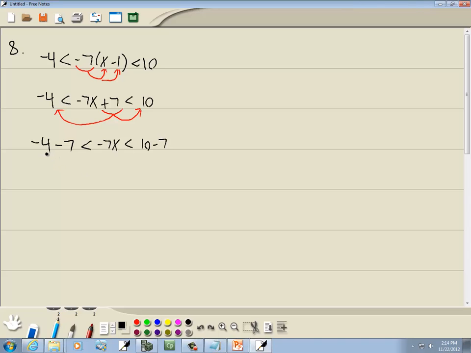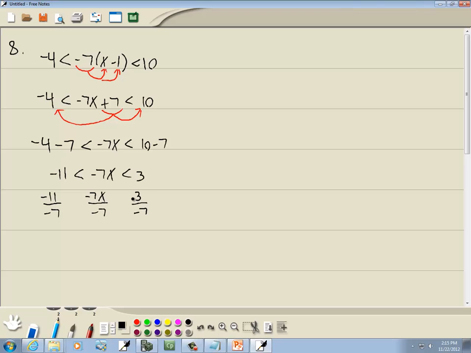Combine together numbers at any step. Negative 4, negative 7 is negative 11. Negative 7x. And 10 minus 7 is 3. Now last step, divide all three sides by the number in front of your x, which is a negative 7. So we're going to divide all three sides by negative 7.